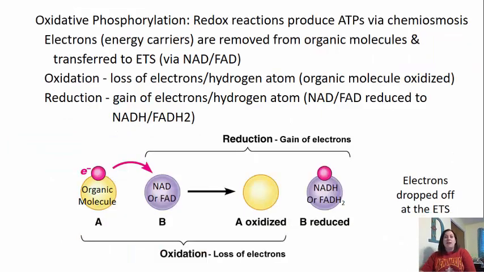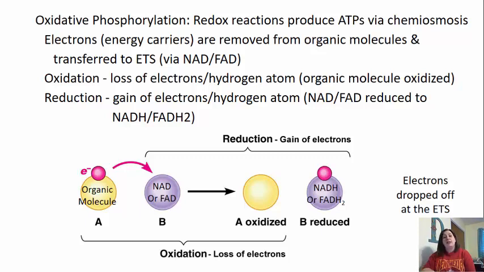So in oxidative phosphorylation, we see some redox reactions are going to help produce ATP. Now in a redox reaction, this means we're going to transfer electrons. And this also means that we're going to be transferring hydrogens in the process as well. This transferring that takes place in order to produce ATP is going to be done via chemiosmosis. So electrons are energy carriers. They get removed from organic molecules and they are going to be transferred to what we call the ETS. This is the electron transport system. Sometimes it's also known as the ETC, the electron transport chain.